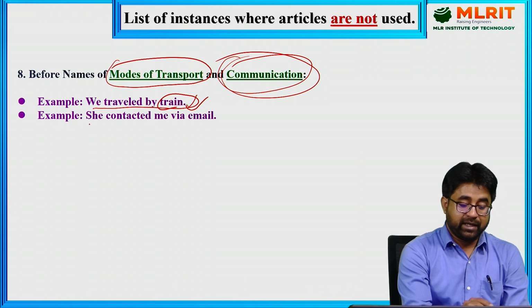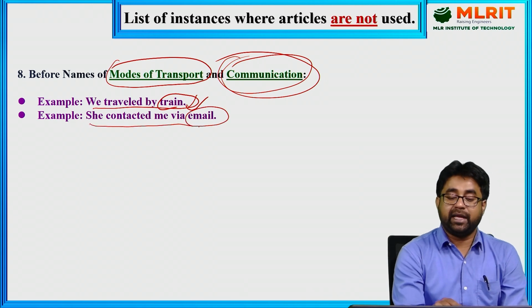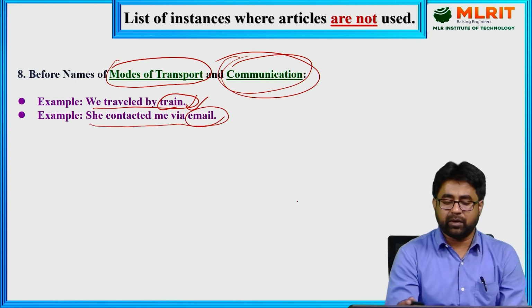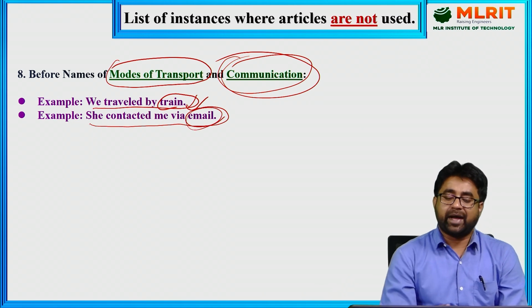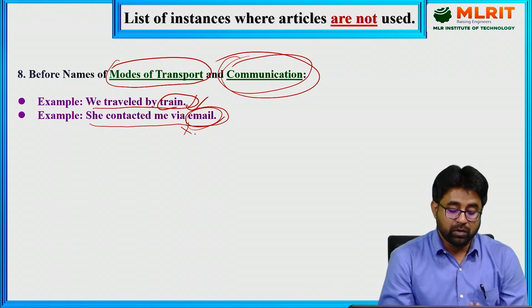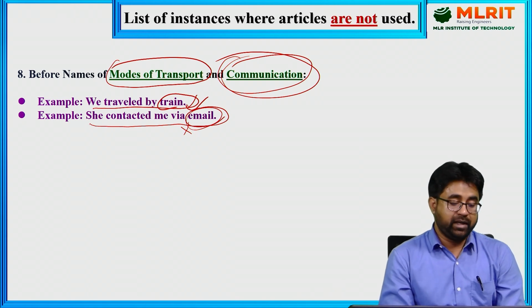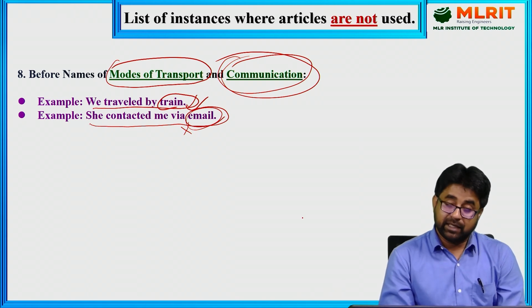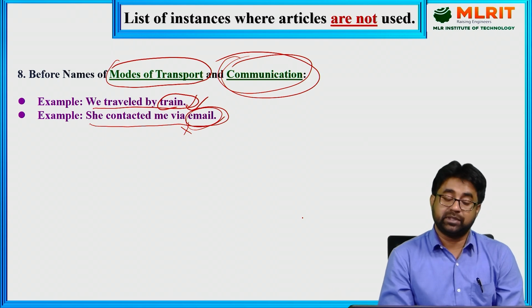Now, in the second case, you can see, she contacted me via email. Email is a mode of communication, you can see. So via email, I cannot say via the email. Before modes of communication also, we are not supposed to use any article. So that is the 8th instance where we are not supposed to use any article.